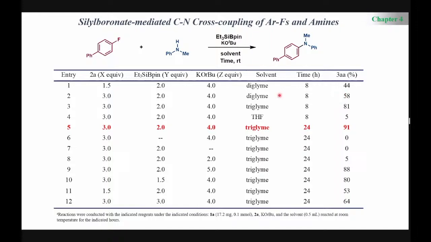When a suitable solvent, in this case trigonum, was employed, the yield skyrocketed to 81%, while THF gave very low yield of the desired product. With an extended reaction time of 24 hours, the yield was further improved to 91%. And control experiments revealed both tetraprotic potassium and triethylcytopepene are dispensable to this reaction. From entry 8 to entry 12, varying equivalents of these three reagents did not improve the yield.